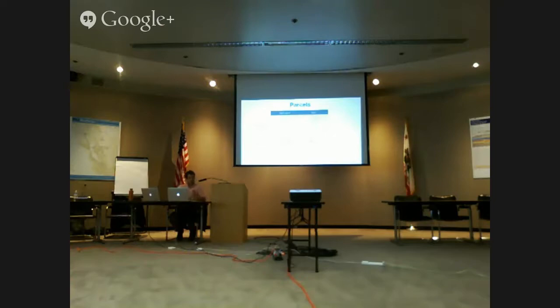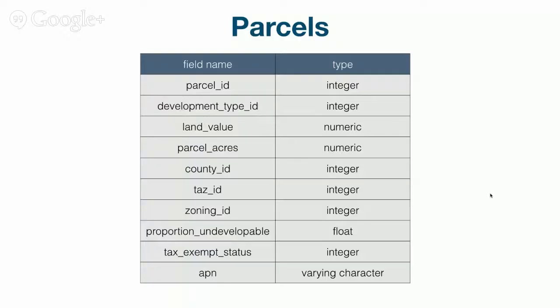Proportion undevelopable is maybe not as familiar, but that's things like if you have a parcel that's partially within a stream buffer, say 60%, then you know that 60% of that parcel can't be developed to capacity.